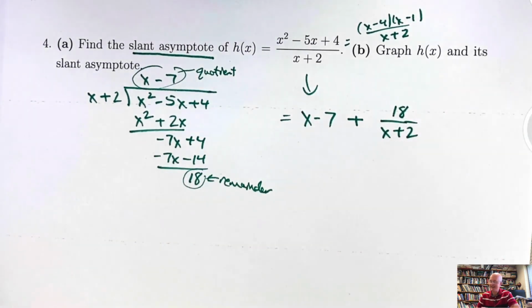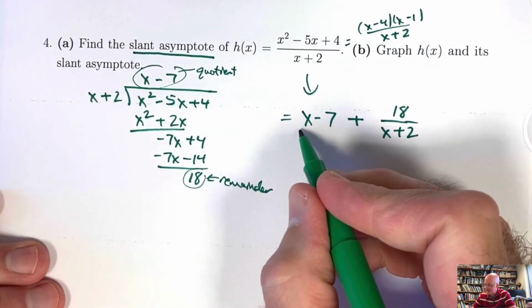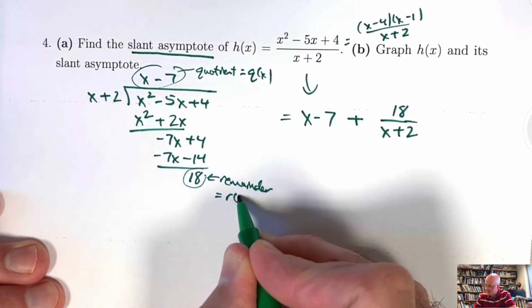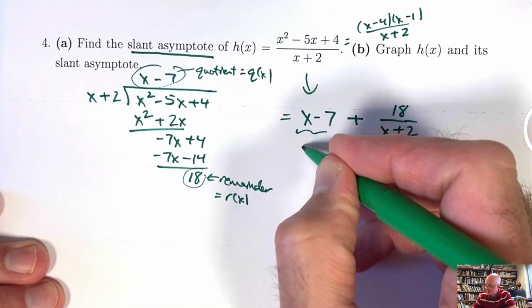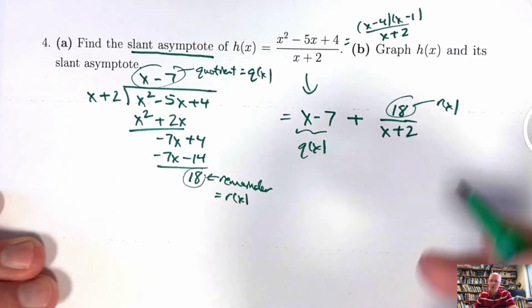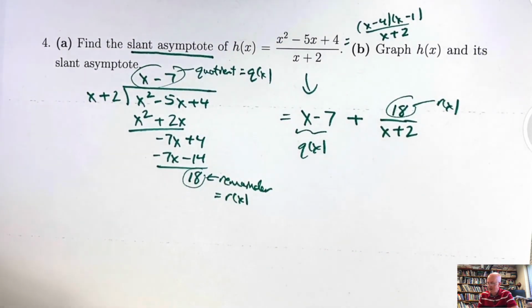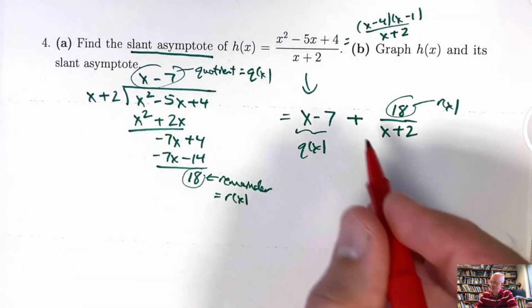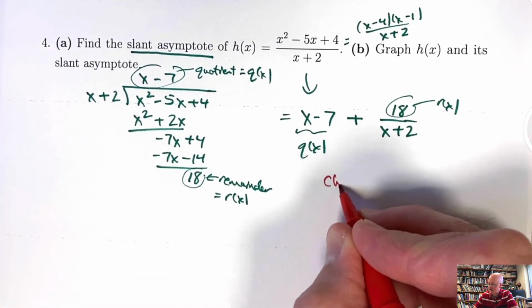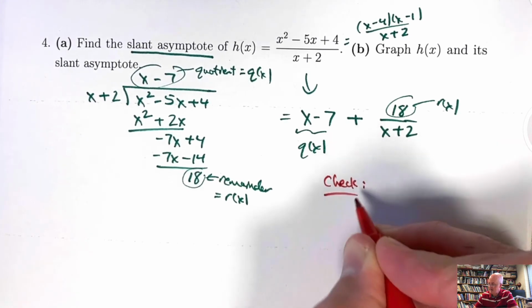If you don't believe that this is what we can do, let's call this quotient q of x and the remainder r of x, even though it's a constant. That's the quotient, and that's the remainder. Why does this work? It's called the division algorithm, but if you want to just check it, go ahead and combine these by getting a common denominator of x plus 2. It's just checking the algebra here.